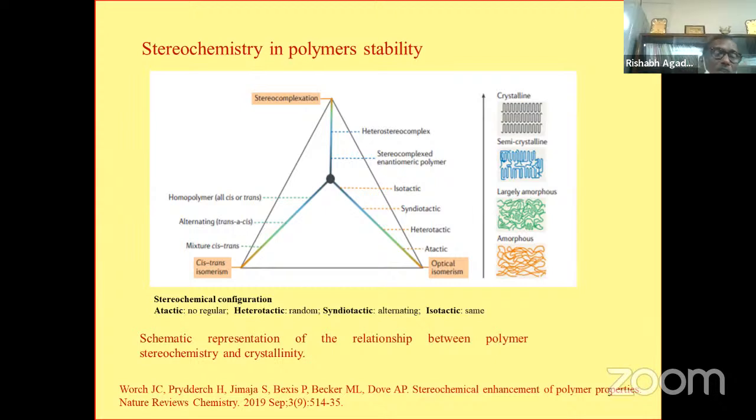Now the stereochemical configuration, that we have mentioned: atactic means it is not regular. Heterotactic means it is random. Syndiotactic, it is alternating, and isotactic means same, iso means same. Now here is the schematic representation of the relationship between polymer stereochemistry and crystallinity. It plays a vital role in formulation of the pharmaceuticals as well as the herbal formulations. So without stereochemistry, we can't go for the stability testings and further for your preparations of pharmaceuticals as well as your herbal formulations. So that is the theme behind this slide.